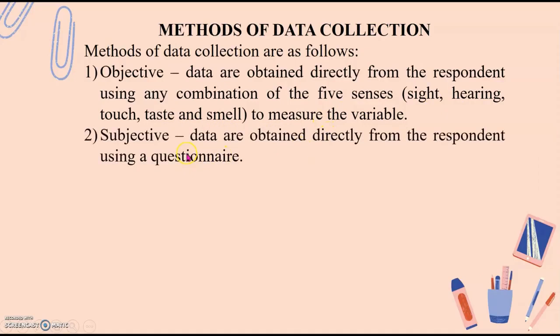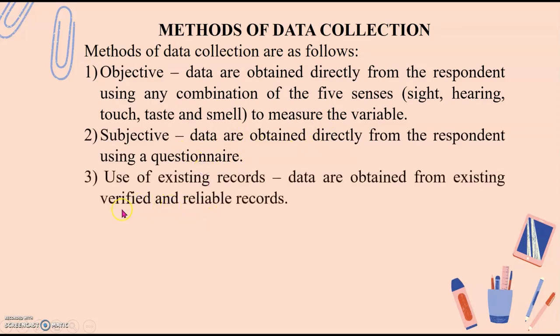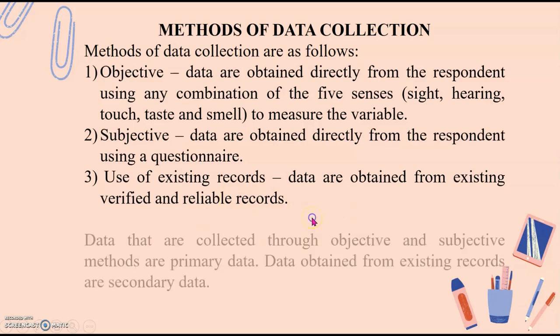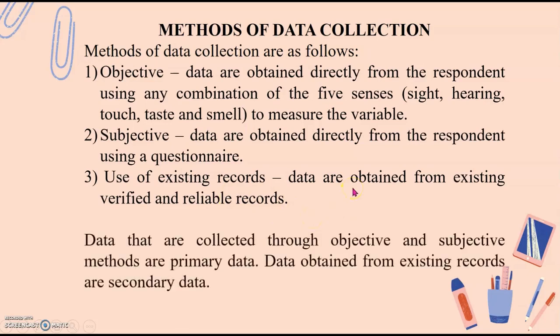Subjective, this is the method that such a way data are obtained directly from the respondent using a questionnaire. Number 3, use of existing records. Data are obtained from existing, verified, and reliable records. Now, data that are collected through objective and subjective methods are primary data. Data obtained from existing records are secondary data.